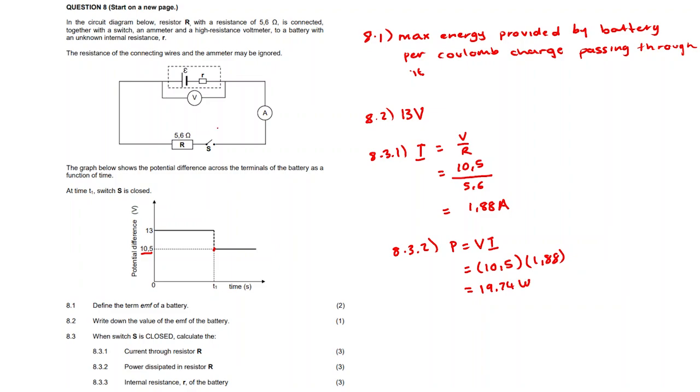Question 8.3.3. Calculate the internal resistance r of the battery. To calculate the internal resistance, we can use the formula EMF is equal to the total current times the external resistance plus the internal resistance. We then know that EMF is 13, the current is 1.88, our external resistance, as we only have one resistor, is 5.6, and r, small r, is what we want to calculate. And if we rearrange and plug all of that into the calculator, we get 1.31 ohms.